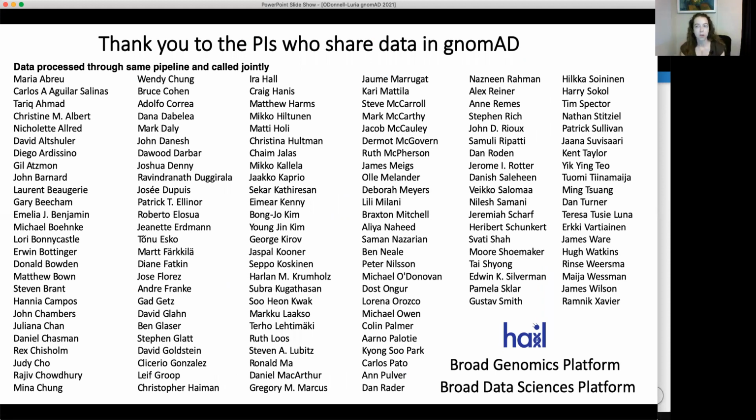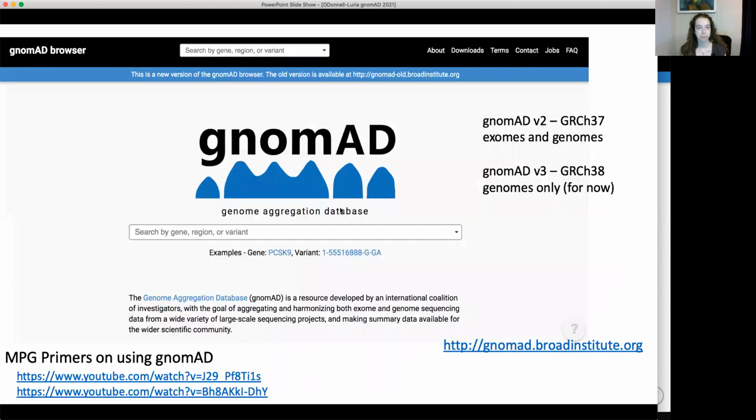The data is jointly called in one giant uniform, parallel processed, really clean variant call file, or VCF, using Hail, and with a lot of support from the genomics platform and the data sciences platform. And this is how we're able to make this resource and release it to the community.